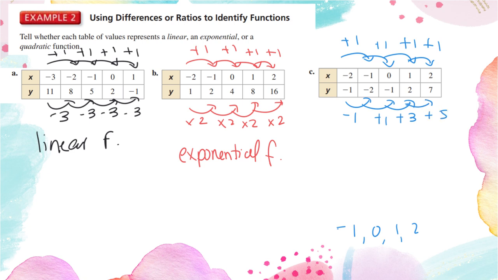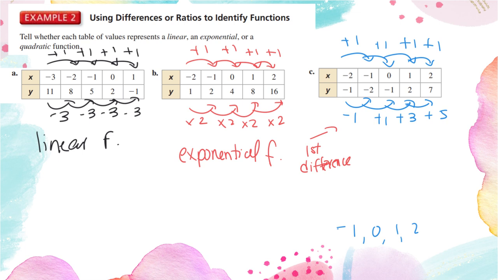So this is what we call our first difference, because it's not linear nor exponential. So this is going to be a first difference. So before we say that it's not a function, let's do a second difference, okay?